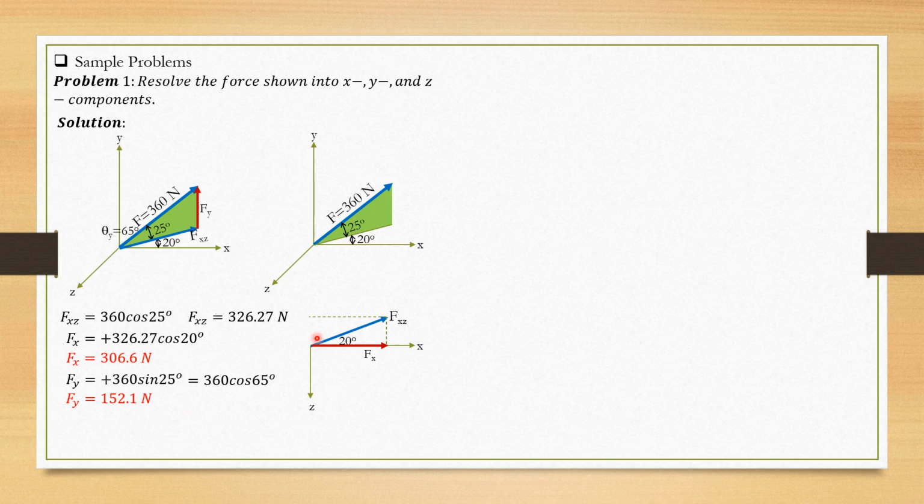So it is only Fz that is expected to be negative because it is opposite to the positive z direction. And in this right triangle, it is hypotenuse Fxz sine of 20, but it is preceded with a negative sign. So opposite to 20 degrees. So Fxz, negative 326.27, the negative sign is included because we anticipate that Fz is negative. Then times sine of 20 degrees. So Fz is negative 111.6 newtons. So that's it. These are the x, y, and z components of that force.